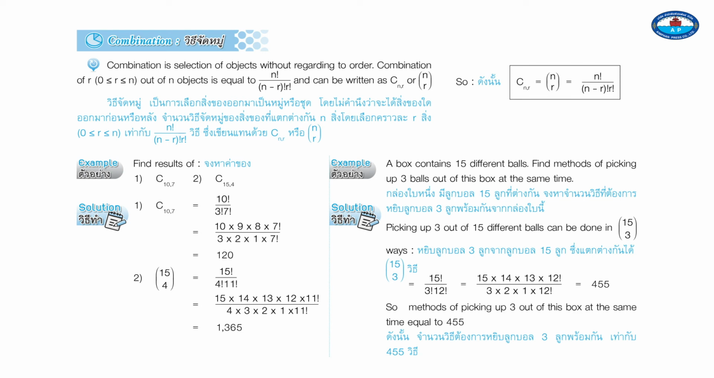Combination. Combination is the selection of objects without regard to order. The combination of r, where 0 is less than or equal to r, which is less than or equal to n, out of n objects is equal to n factorial over n minus r factorial times r factorial, and can be written as C(n,r) or in brackets n, r.